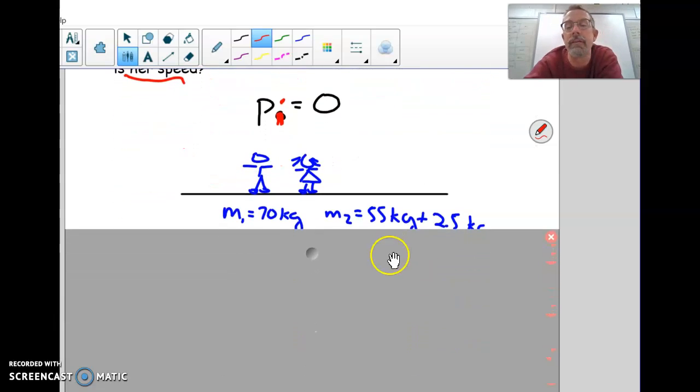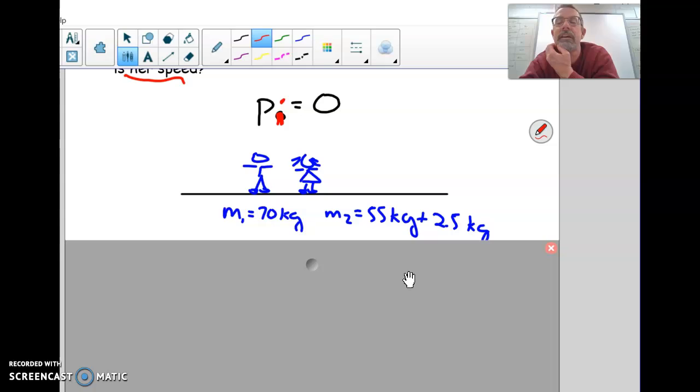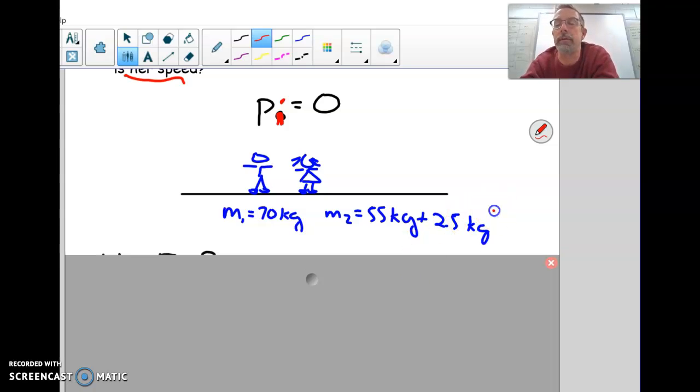The mass of the first person is 70 kilograms. The mass of the second person is actually going to be 57.5 kilograms because they're holding a purse. It's a system.